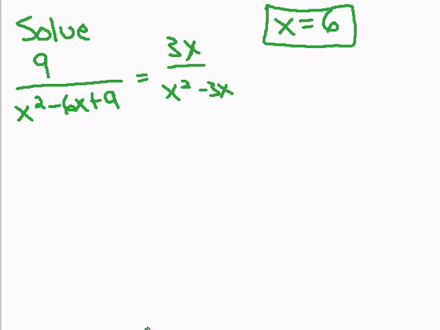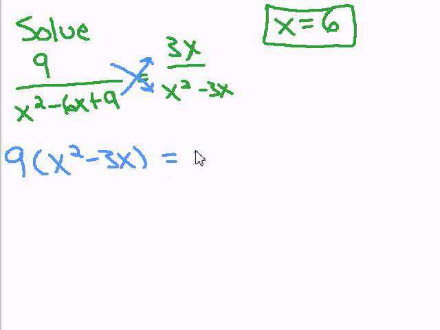Alright, you should have gotten x equals 6 as your solution. Now note, you could have solved it the previous method, or you could have cross-multiplied, which essentially is the same technique. It gives us the same answer, but it's a different process for solving. So you would have got 9, x squared minus 3x equals 3x, x squared minus 6x plus 9. If you want to solve by cross multiplication, go ahead and simplify this out and factor to solve. I'll show you the solution after you've had a chance to work it out on your own.